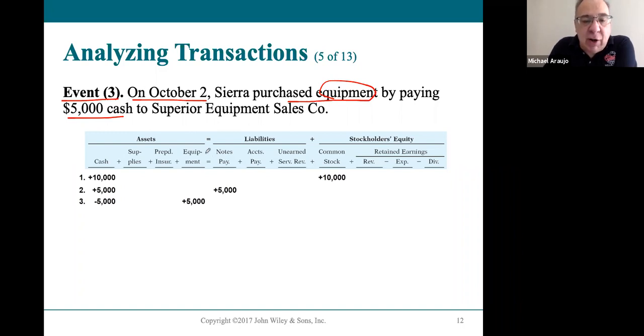So the two accounts that are affected here: equipment is affected. How is it affected? We have $5,000 more of equipment. But cash is also affected. Remember, it's a dual effect. At least 2 accounts are going to be affected at all times. Every transaction, 2 accounts, never just one. We have $5,000 less in cash. In this case, it's showing us we have less cash, but we have more equipment.